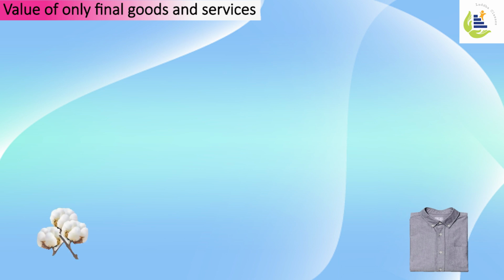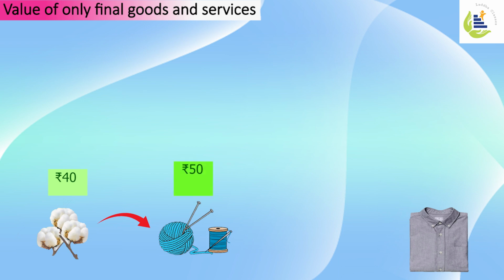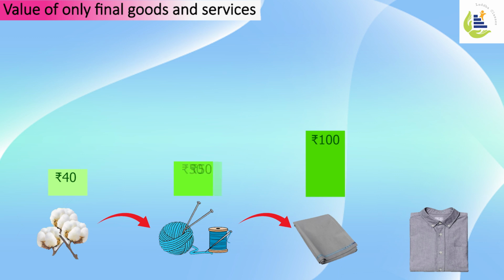Let us take an example with numbers. Let's say for the production of a shirt, you need X units of cotton which cost around 40 rupees. On cotton, you do some processing and you make thread and yarn out of it. That thread and yarn from the same unit costs 50 rupees. But understand, in that 50, the cost of cotton is also included. From this thread and yarn, you make fabric or textile. That fabric or textile is sold at 100 rupees per unit. But understand, in that 100 rupees, the price of cotton and the price of the thread and yarn is also considered.